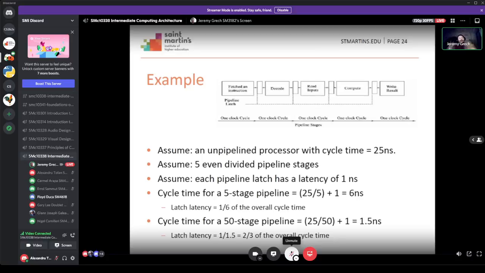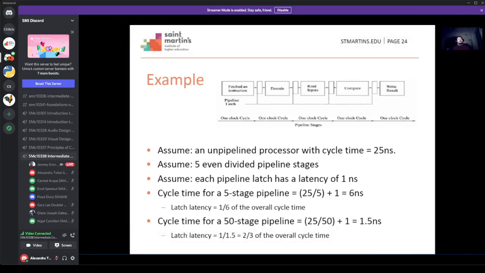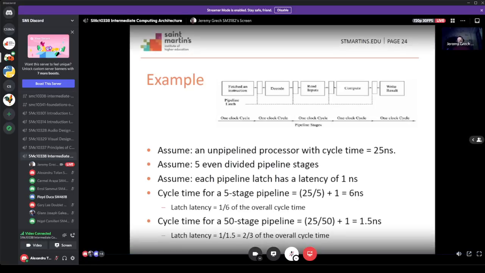But you're not really executing the instruction, if you know what I mean, because these stages are the execution cycles. So basically, if the latency stays the same and you increase the stages within a pipeline, that will have a cost.